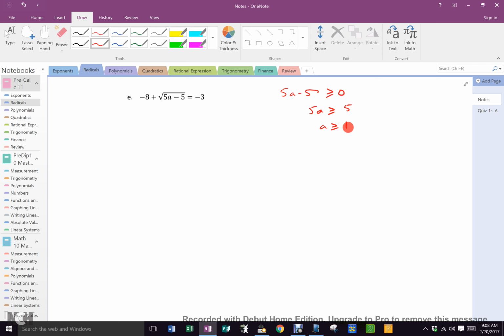And this one's easy because there's no factoring. It's just practice.